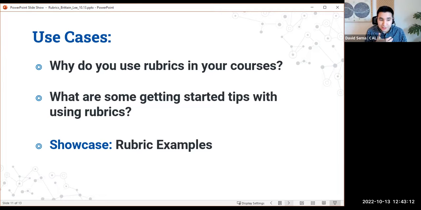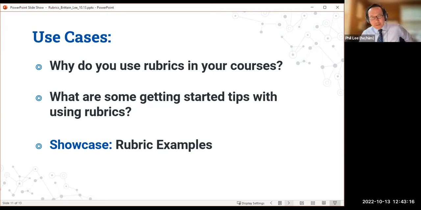So Professor Lee, what are some getting started tips with using rubrics that you can share? Sure. I think one of the big points that teachers should think about is what their learning objectives are. And after you have those in mind, is there a way you can construct the rubric that furthers those learning objectives? I'll just give you one example, and then as I go through my case study, I'll show you how I implement this.